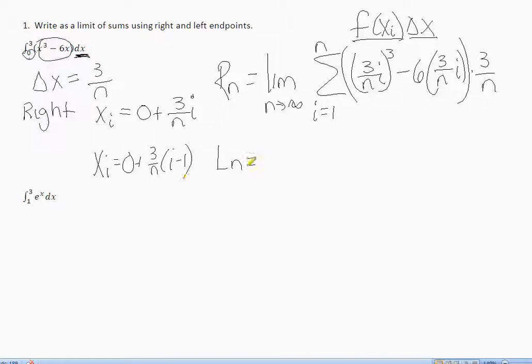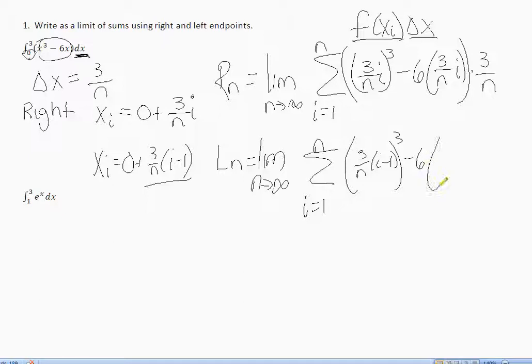So it would be the same thing: the limit as n goes to infinity of the sum from 1 to n. Now instead of 3i over n, I'm plugging in 3 over n times i minus 1, cubed, minus 6 times 3 over n times i minus 1, times 3 over n. So there's my right, there's my left. I'm writing the integral as a limit of sums using right and left.